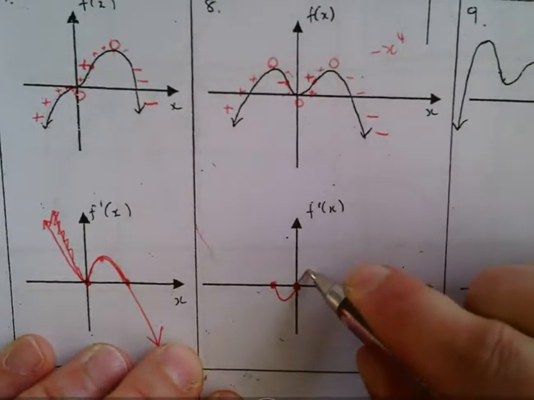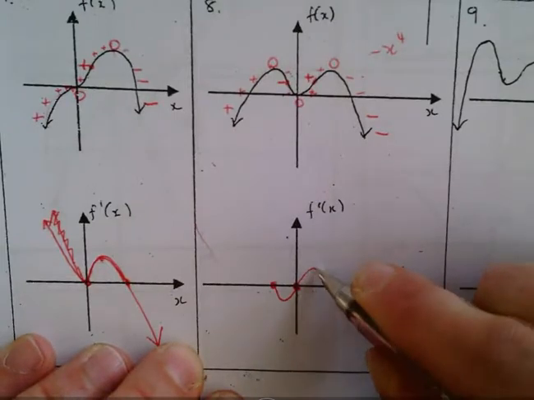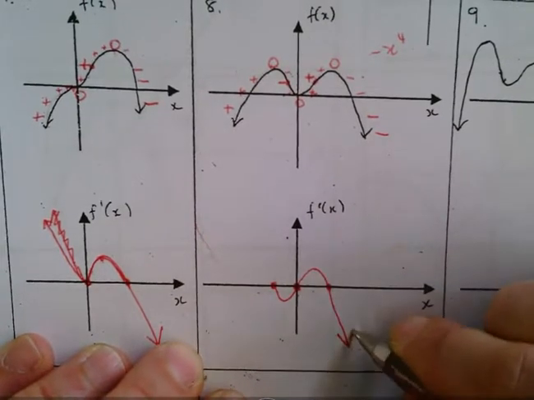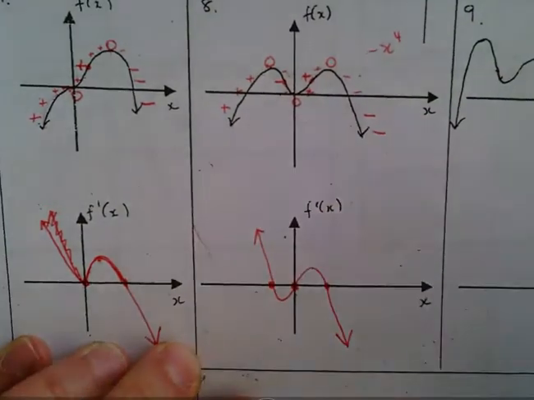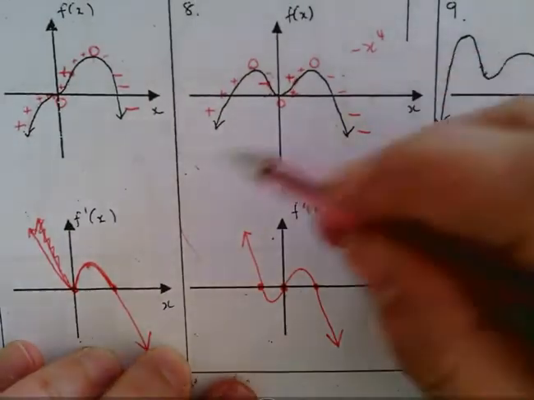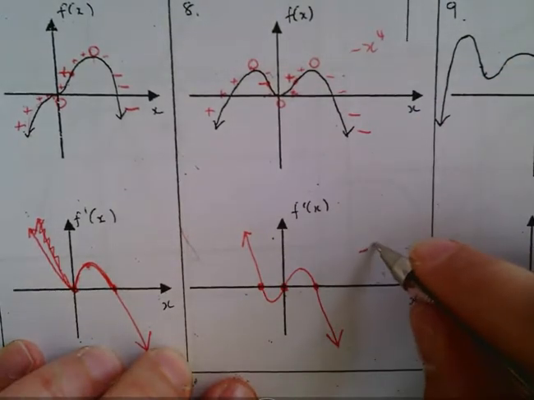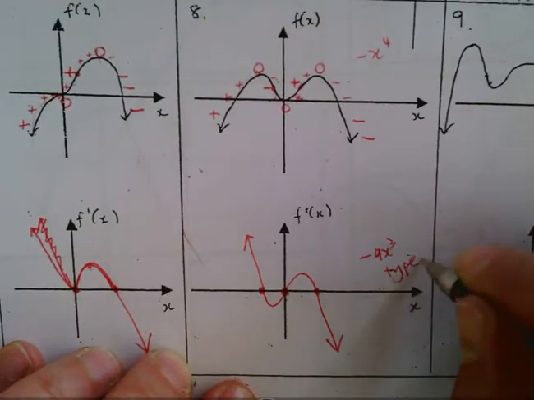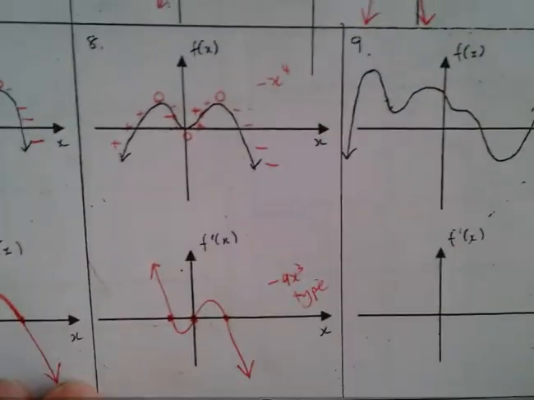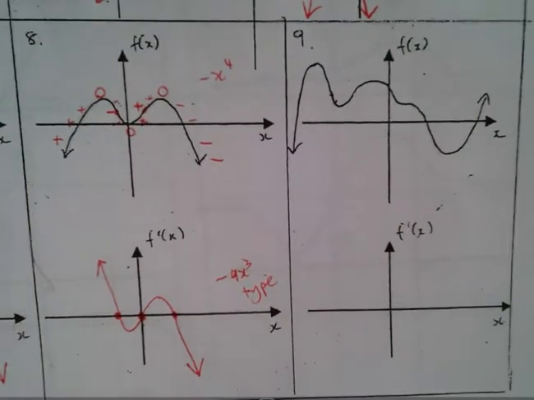And here the gradient's positive, biggest positive about there. And now I've got negative gradients, and here I've got positive gradients. You know how we said that's a negative x4 type curve? This is a negative x cubed type. Do you get that? Oh dear, and the last one.